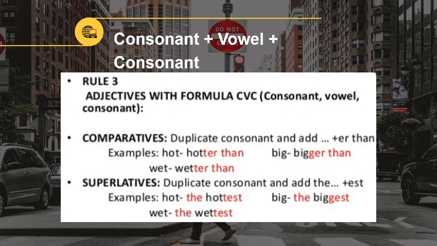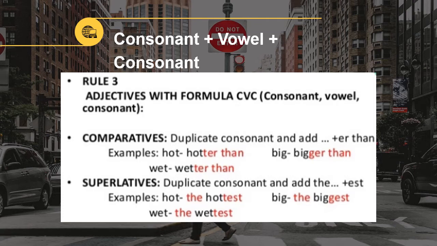What about consonants? Because we have to consider the consonant. Rule number 3: adjectives with the formula consonant, vowel, consonant. Remember that we are talking about monosyllables, or adjectives with just one syllable. In this case, for example, we have hot. Hot has the sequence consonant, vowel, consonant. So we have hot, hotter than; big, bigger than; wet, wetter than.